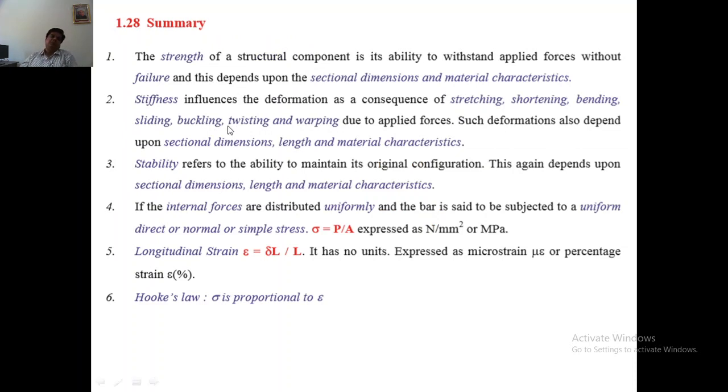So this completes the concepts in the first module of stress and strain. Before we wrap up module 1, we will just summarize a few important things in module 1. In the first module, the basic concept is stress and strain. So stress is nothing but the strength.